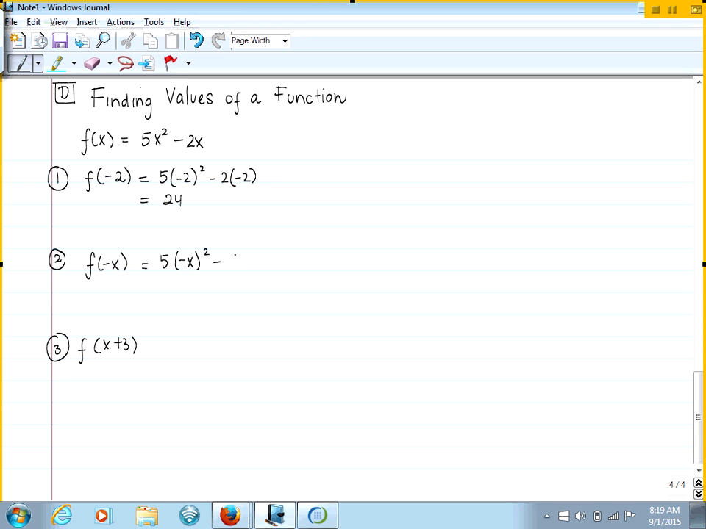Substitute as usual. So 5 times negative x squared minus 2 times negative x. So this is 5x squared plus 2x. So you see anything that has even exponent doesn't change if the sign of the input is switched, is the opposite. So it's still 5x squared.